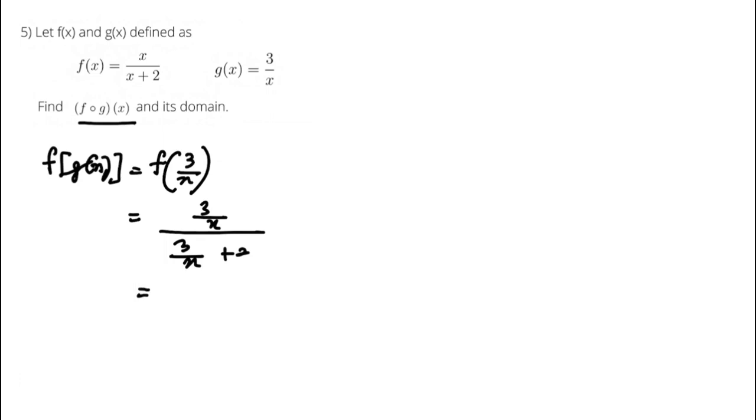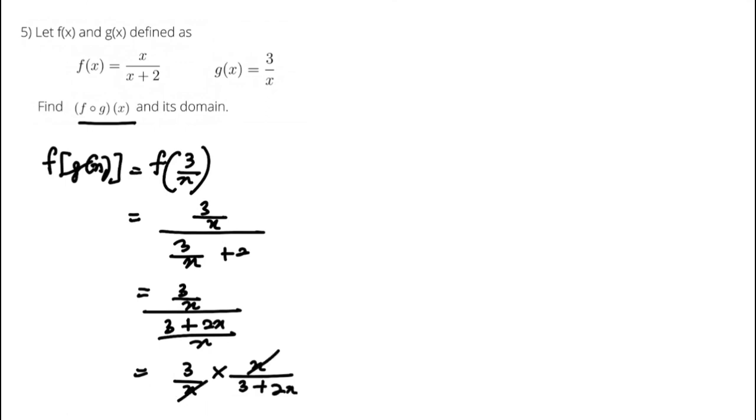So you have to solve everything here. We will get 3 over x over 3 plus 2x over x. Then we can move the terms in the denominator to the other side. Therefore 3 over x will be multiplied by x over 3 plus 2x. We can simplify by cancelling out x. At the end, the final answer will be 3 over 3 plus 2x. So this is the composite function.